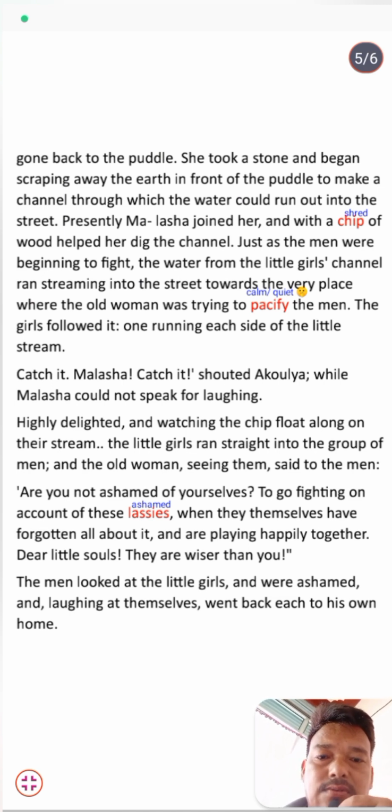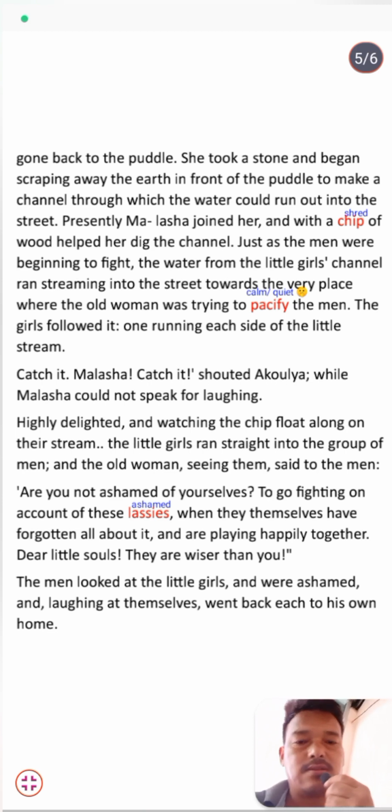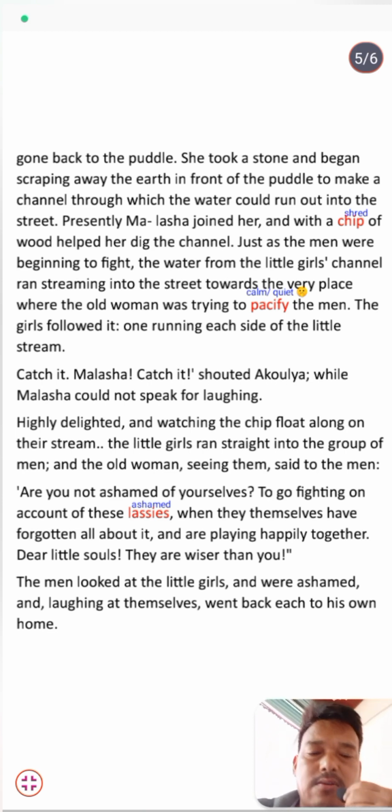Dear little souls, they are wiser than you. It means these little girls are wiser than you people. You are the fools, and you have made this small issue such a bigger one. But the little girls are very happy. They have forgotten everything that happened in the past, and now they are happily playing with each other.